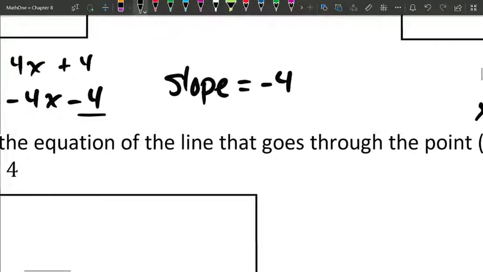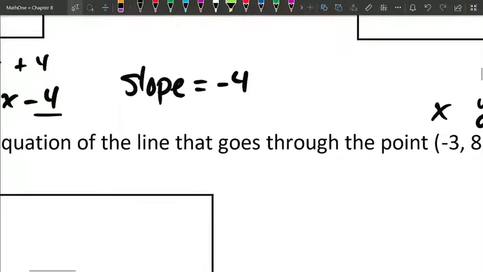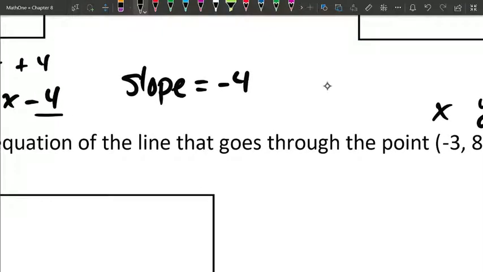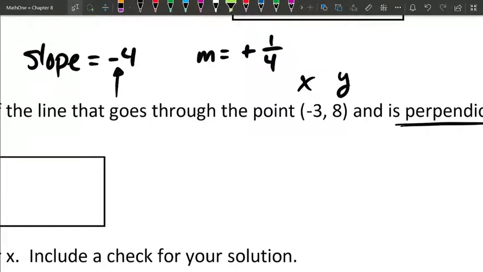Well, if I want a line to be perpendicular to that line, I need a slope that is opposite in sign. So this is the slope m that I'm going to use. It's going to be opposite in sign. So instead of being negative, it will be positive. And instead of being 4, it's going to be the reciprocal of 4. So I'm using a slope of 1/4. So here we go. We know three things now. We've got an x and a y value from the point that we have to hit, and we know the slope that we have to use in order to be perpendicular.